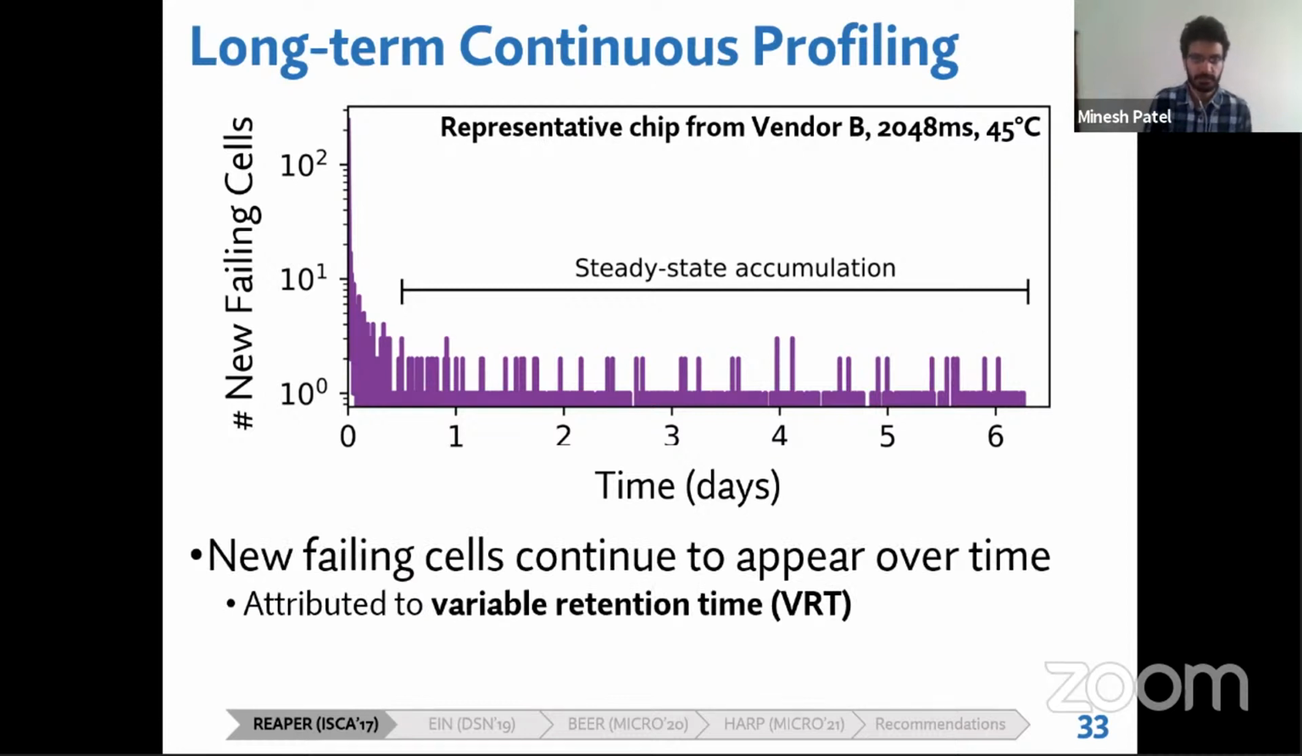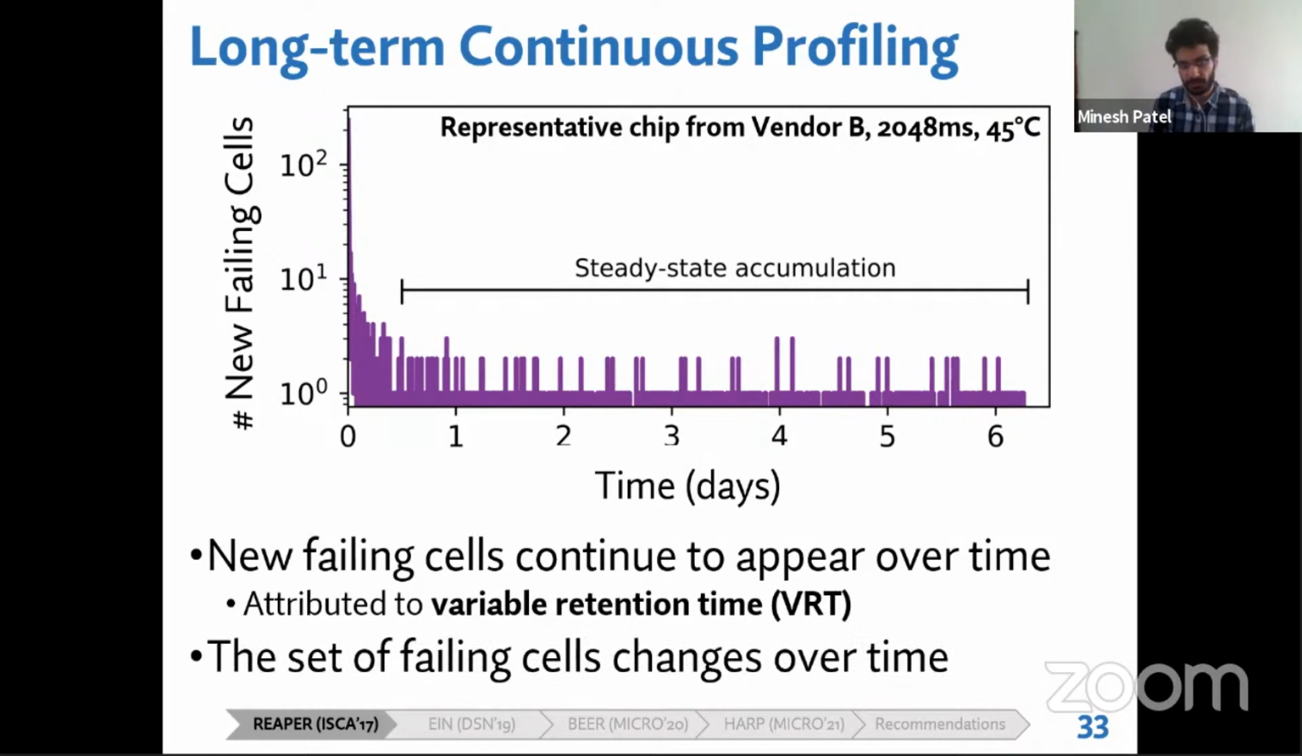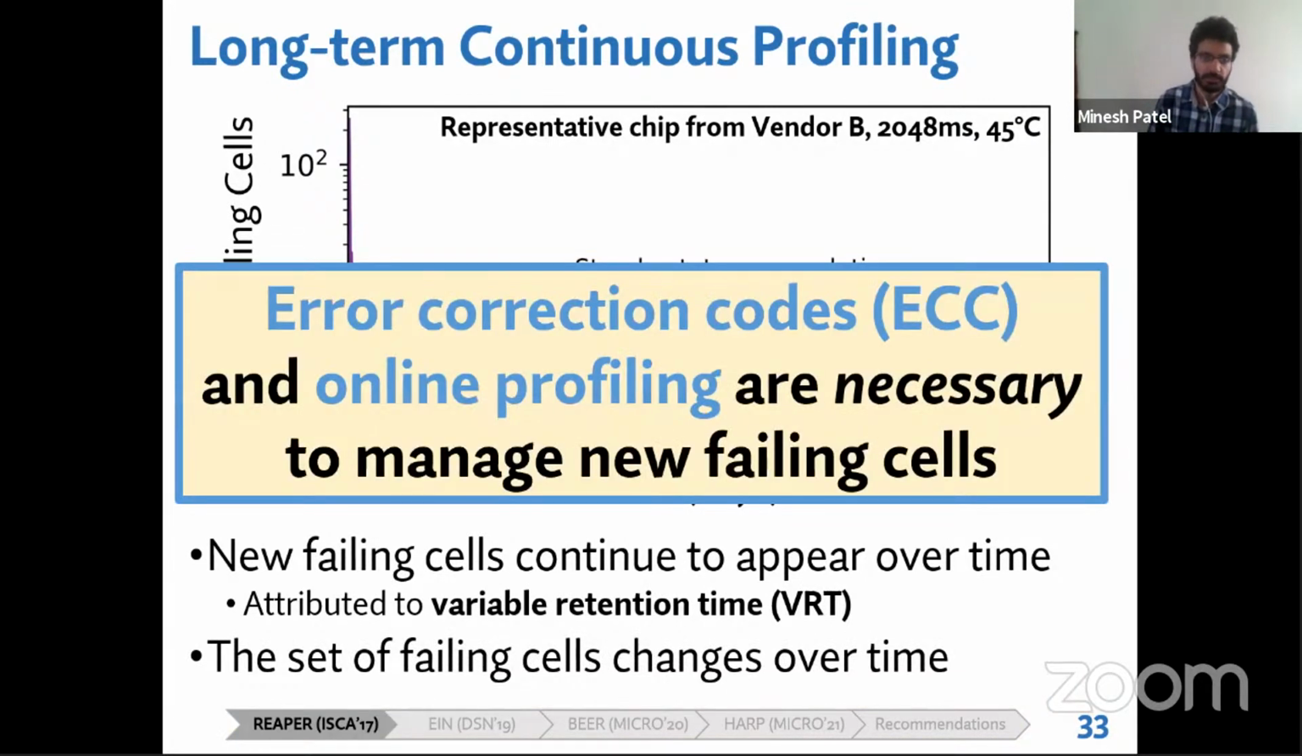And we attribute these cells to variable retention time effects, which mean that cells can randomly change retention times at any point in time and potentially require more testing to discover. This result essentially shows that the set of failing cells changes over time. And we conclude that error correcting codes are actually necessary to provide online profiling in order to manage all of these new failing cells that occur.